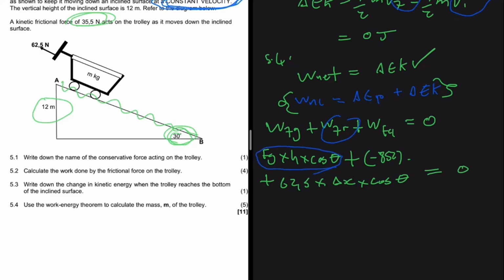There are two ways you can find the work done by gravity. You can use the gravity itself and the height. Apart from that, you can find the parallel component of the gravity and then use the displacement, the distance from A to B, which is 24 meters. If you use that, we should get the same answer. But I'm just going to use this one in this question.